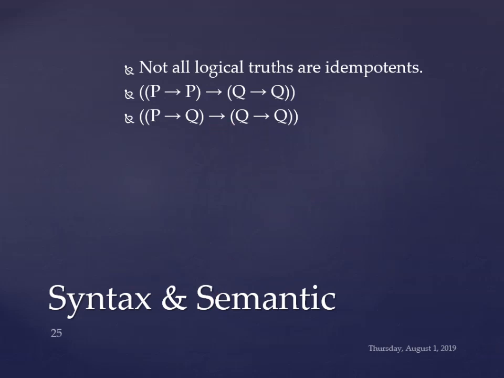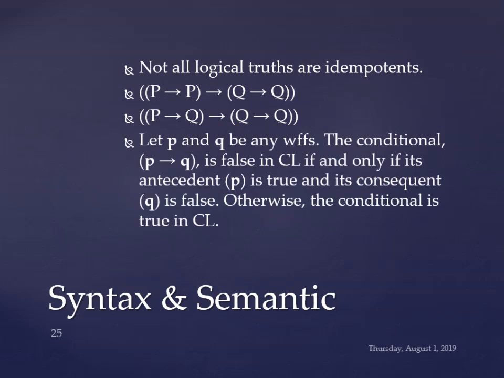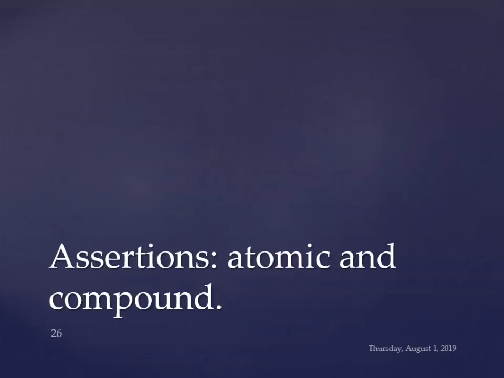All that to say is this. Remember, this is just by way of memory here. The conditional P arrow Q is false in CL if and only if its antecedent is true and its consequent is false. Otherwise, the conditional is true. And so I'm just not able to make the consequent false because the consequents are logical truths. They're idempotent.